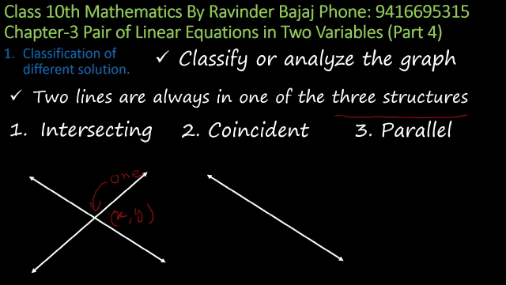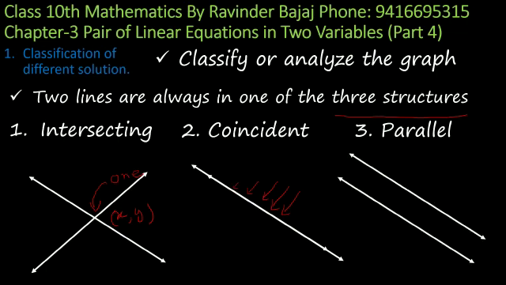Next is coincident lines. One line is on the other line. So they are coincident. They are overlapping. On all the points, it is meeting here also, it is meeting here also, it is meeting here. Everywhere these two lines are meeting one another. So it has infinitely many solutions because they are going to meet each other on all the points.